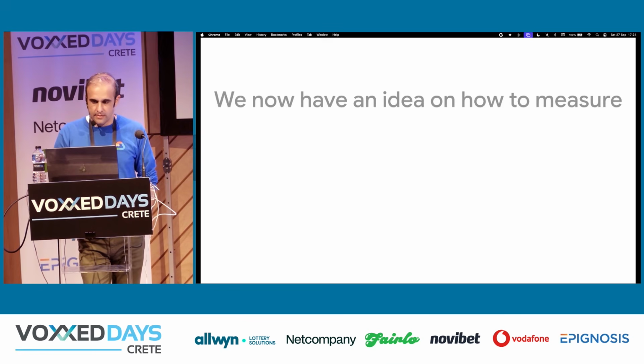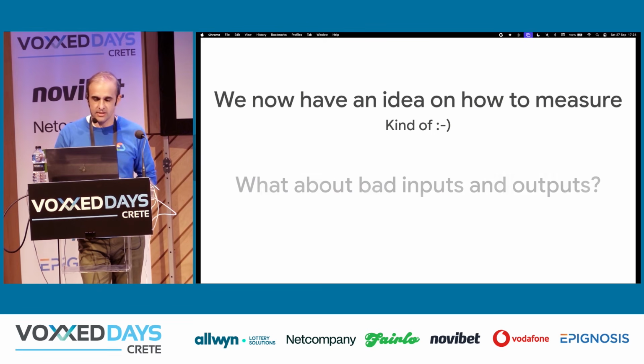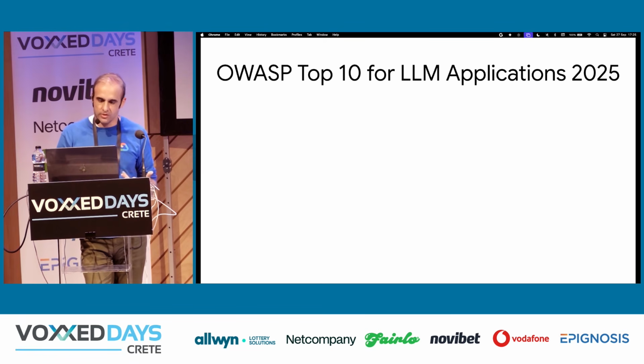All right, so that's kind of what I know about evaluations, but we still need to care about inputs and outputs to our models, because people can pass in bad stuff to our LLM, and then LLMs can say stupid things. So we need to actually detect and block them.